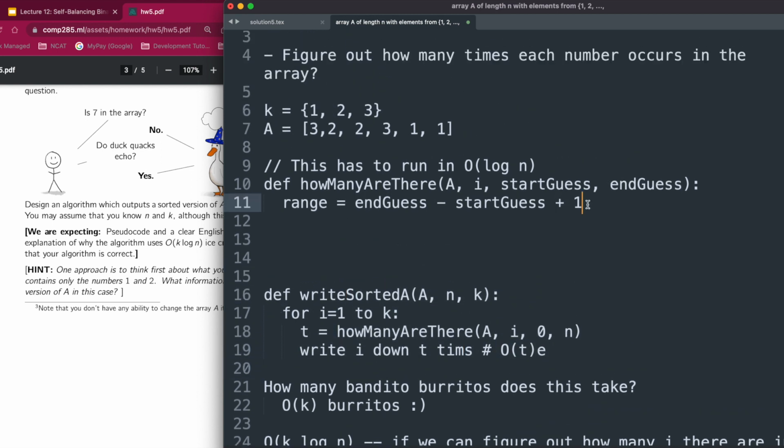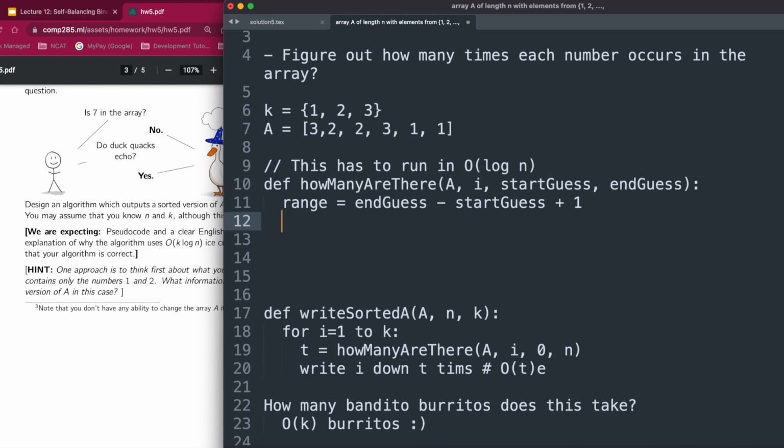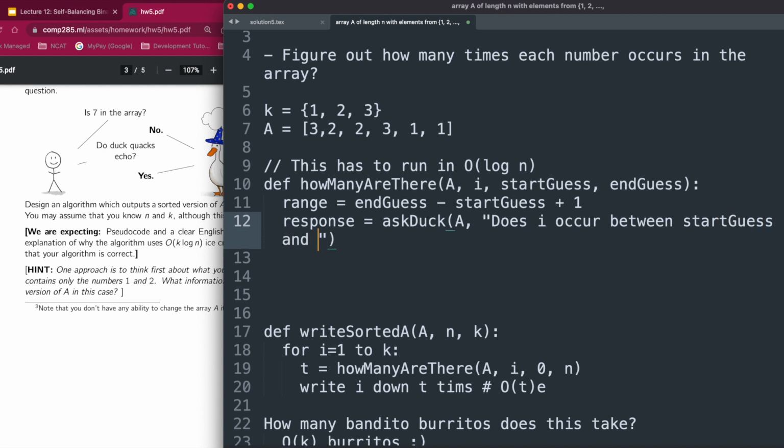So essentially we need to split our space in two. Something we can do is we can say, well, let's ask the duck, and we can only ask yes/no questions. So let's say, hey duck, does I occur between start guess and start guess plus range divided by 2 times? So this is the question we're going to ask him.